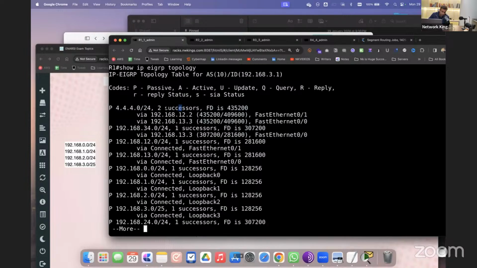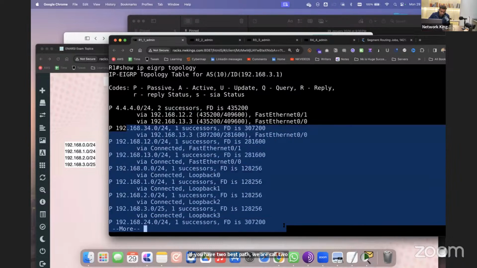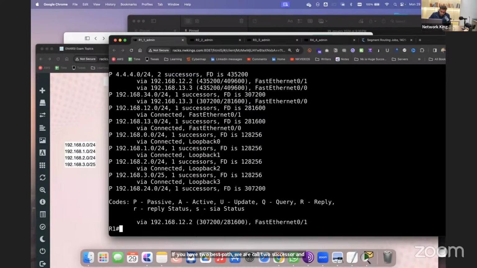One best path is called the successor. If you have two best paths, we call them two successors. For other networks, we have only one successor everywhere. And there is an FD value which we have to understand. It is like a cost you can consider in EIGRP. So this is all theory.